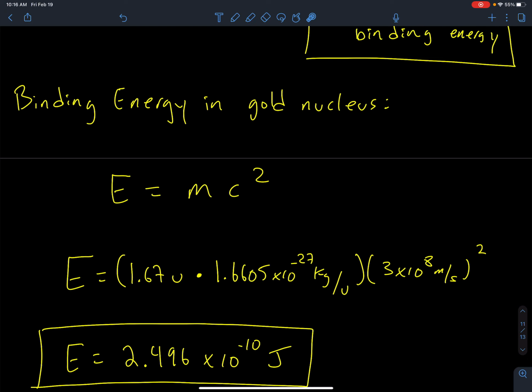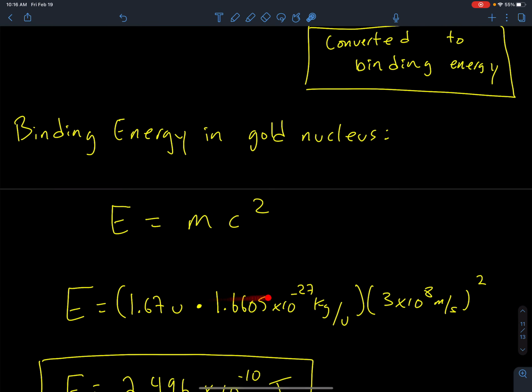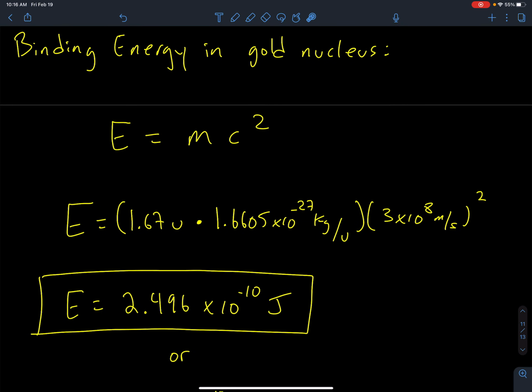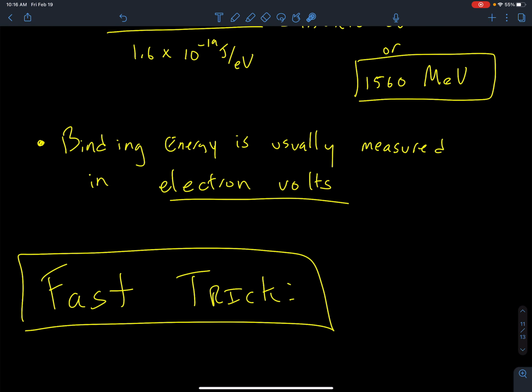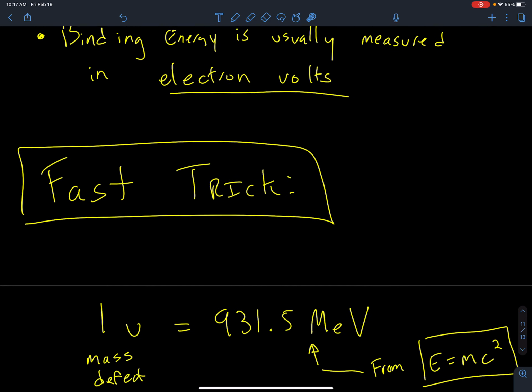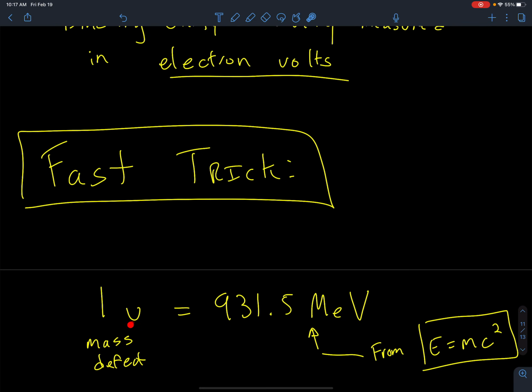But wow, what a lengthy process this was. A very lengthy process. But I'm going to show you a quick trick. Okay, so there's a fast trick that you can do. Rather than plugging it into E equals mc squared, if I plugged in one atomic mass unit into E equals mc squared, I'm going to find out that the binding energy of one atomic mass unit is 931.5 mega electron volts. So I can use that as a ratio.